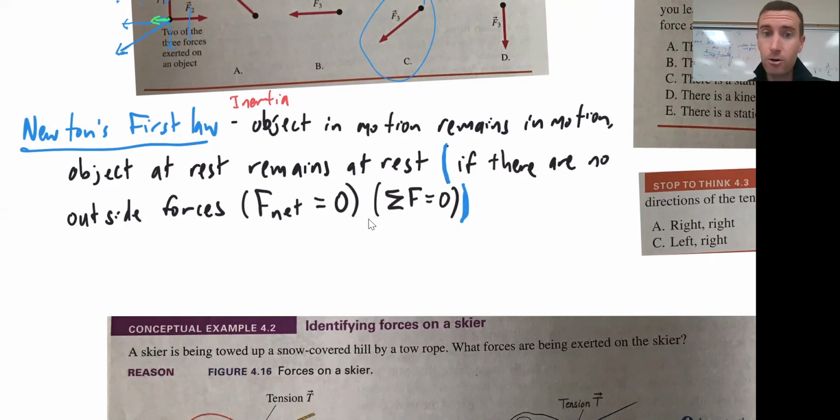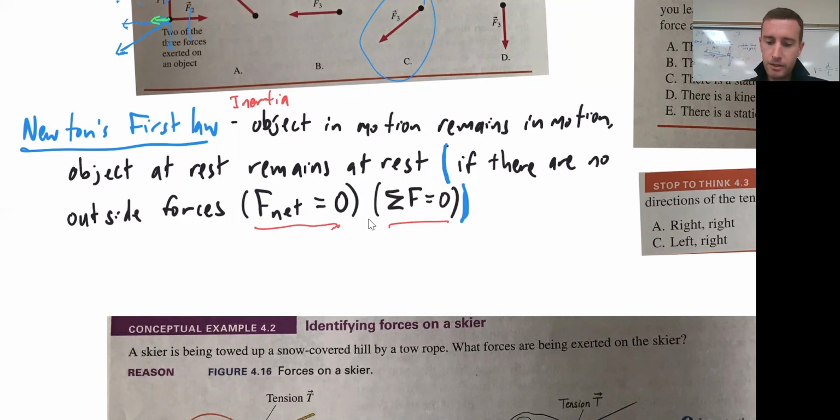So if the total net force equals 0, or if the sum of all forces equals 0, so if these conditions are met, the net force, the total overall force, is equal to 0, that means everything balances out, then an object in motion stays in motion, an object at rest stays at rest. Basically, there will be no acceleration on that object.